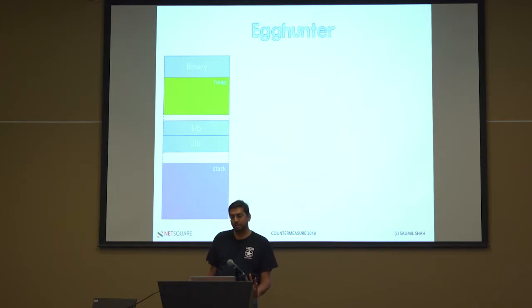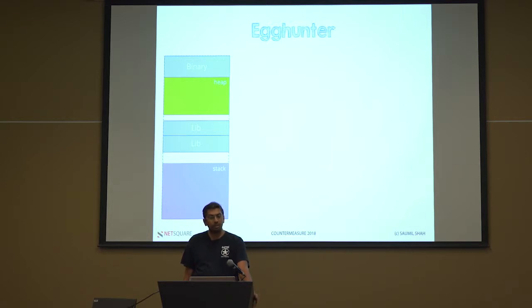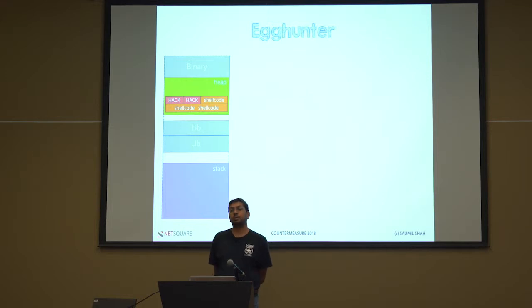You have the process memory layout over here. You have the binary, the heap, stack, and everything. You have the shellcode preloaded in the heap somehow, through some input or whatever have you. You've injected the shellcode in the heap. You don't know where it is, but it's living in the heap. And the 2 pink words which say hack, hack, that is the egg, the string of your choice, and then the shellcode that follows it.